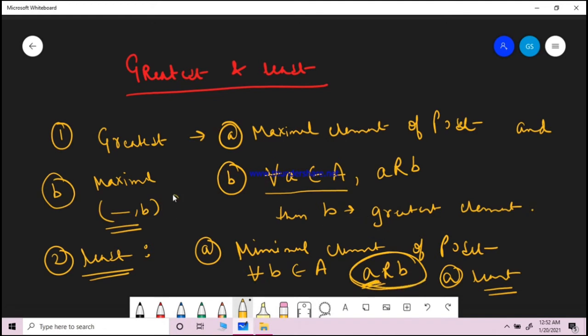If this is the condition, means if A appears on this side, this is least. If B appears at the right hand side, this is greatest. Let's consider one. Okay, let's consider an example.